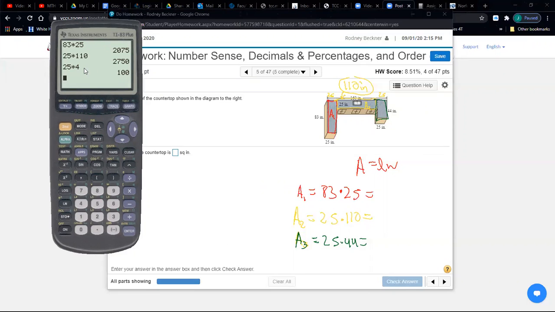And you can see that I made a typo here. So that should have been 25 times 44. That's what I mentioned earlier, that if I type too quick, if I click too quick, it doesn't show. So the 100 number was a mistake.